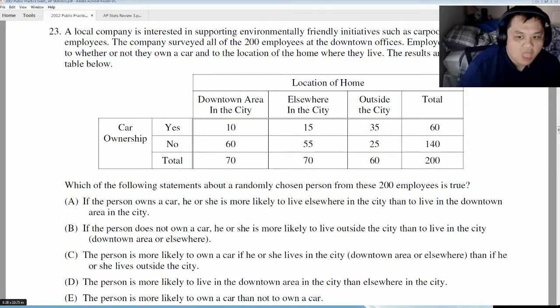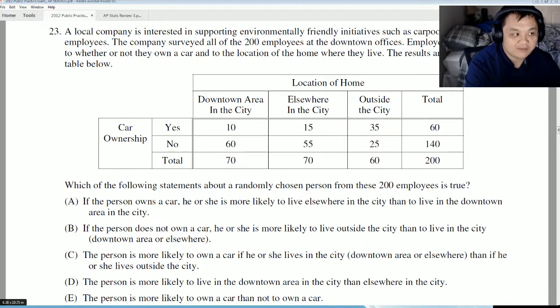Wait, what's the answer for this one? I'm lost. This one shouldn't be that hard. Yeah, well, you're just doing a lot of conditional probabilities. This one is A: if a person owns a car. When it's like these questions, remember the test is timed, so when you're looking for which one is true, you should always start with A and work down, because in this case they put the answer as number A. If you actually compute A out, it's actually correct. But I don't think A is correct.